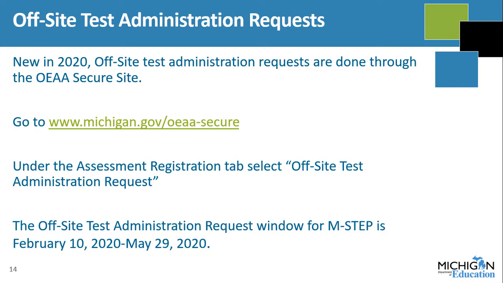The off-site test administration request is found under the Assessment Registration tab in the OEAA Secure site. Select Off-site Test Administration Request. The window to submit off-site test administration requests has changed for spring 2020. Requests are now open from February 10, 2020 through May 29.